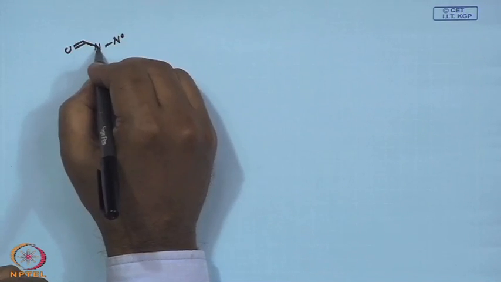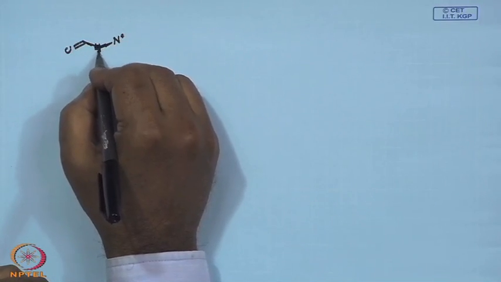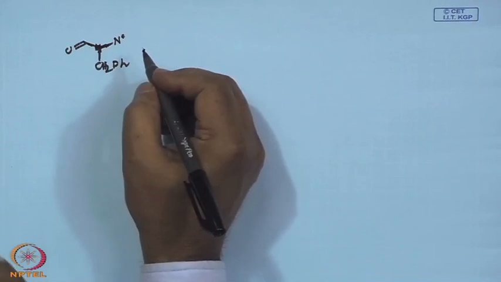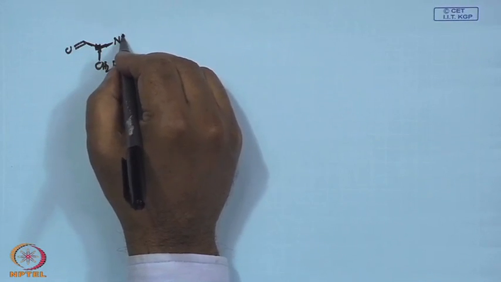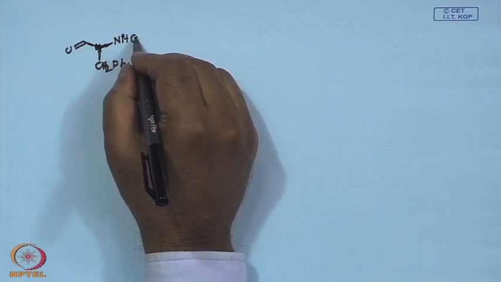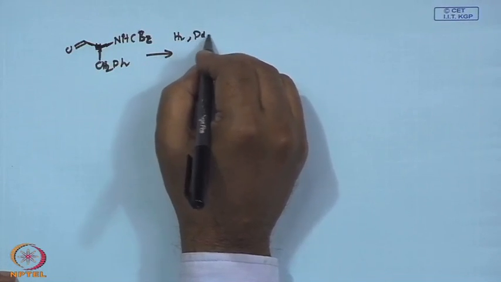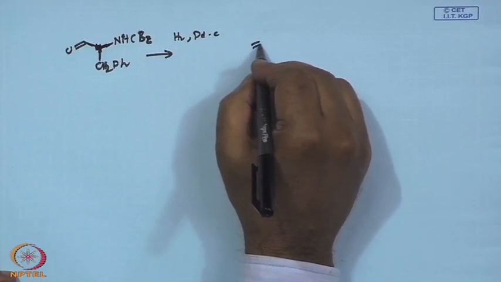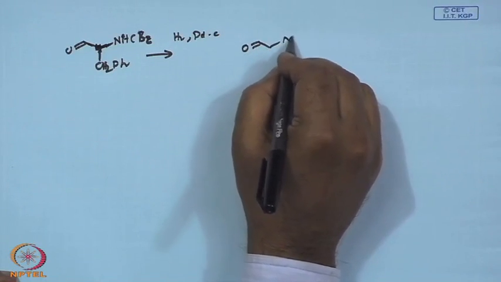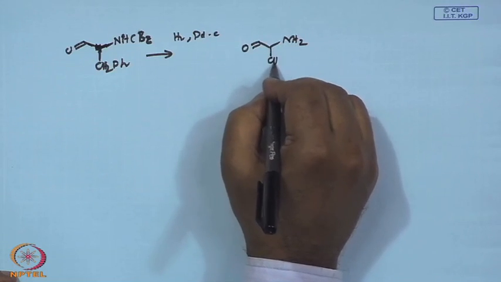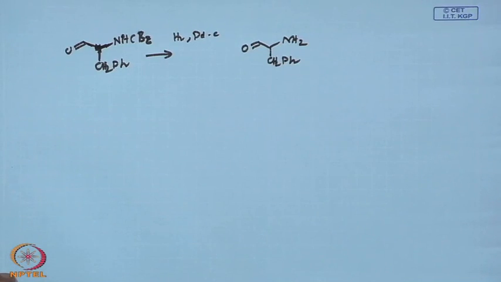Someone wanted to make a free aminoaldehyde. Sorry, this is not nitrogen, this is carbon. This is CBZ, a protecting group. Now, if you do the hydrogenation with palladium on charcoal, what are you supposed to get? You are supposed to get this NH2 and this CH2Ph. CBZ means carboxybenzyl.